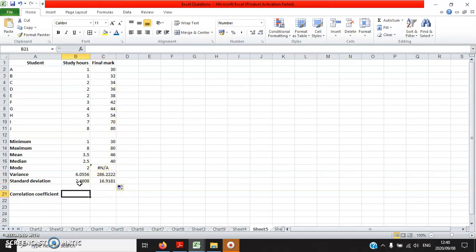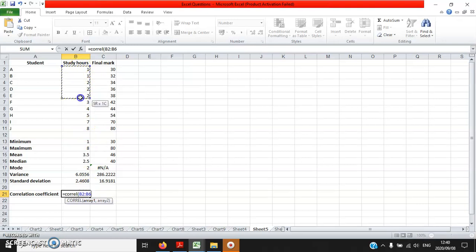And then the last one, correlation coefficient involves two variables. It examines the linear relationship, extent of linear relationship between two variables. So the command is a bit more complicated. Equals CORREL, correl. Okay. Open bracket.